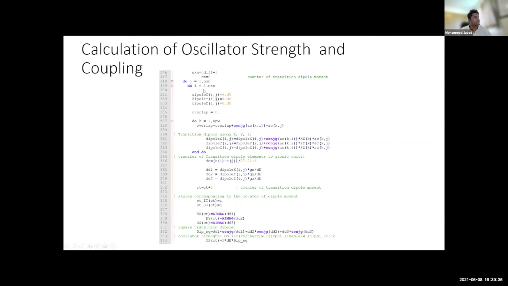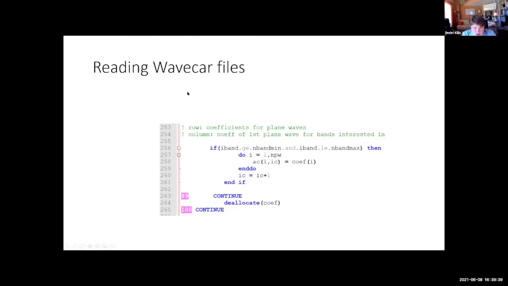I guess your mic is muted now. What are IC and I? Is it correct that IC is the index in line 258? IC is the index of the orbital and I is the index of the plane wave? IC is the number of the plane wave coefficient and I is the number of the orbital. And NPW is the total number of orbitals in a Wavecar file.